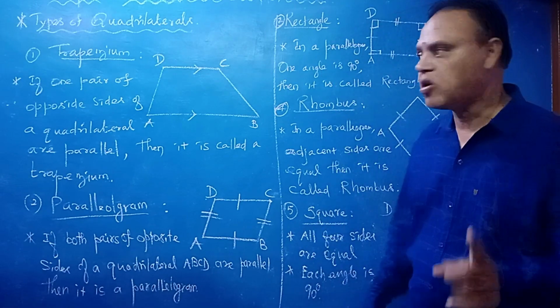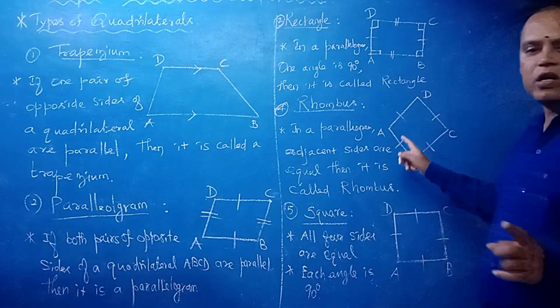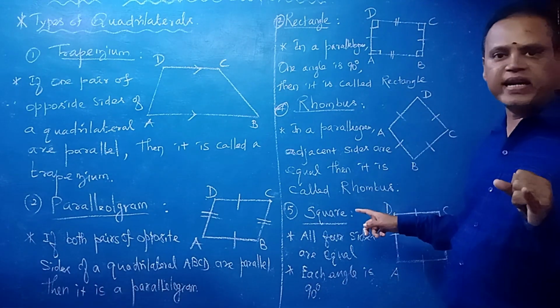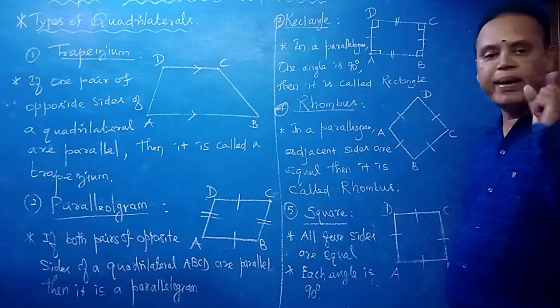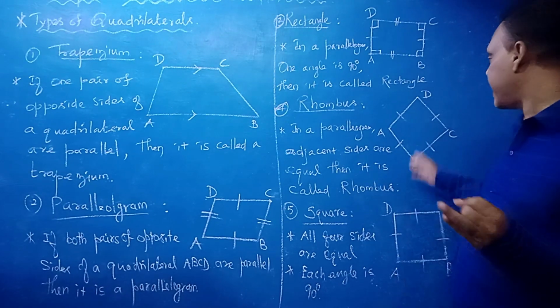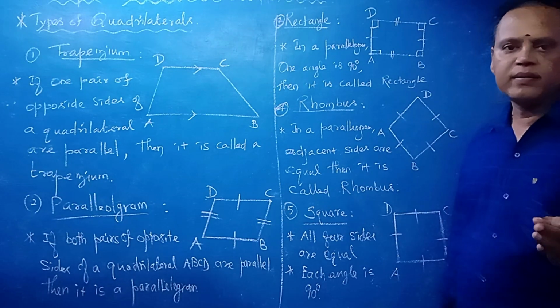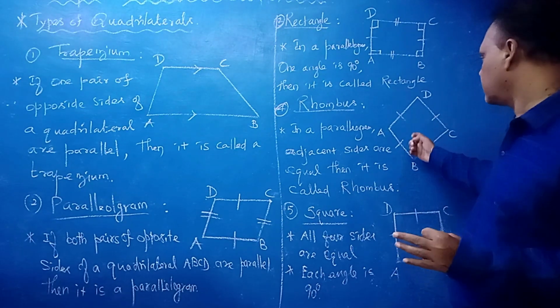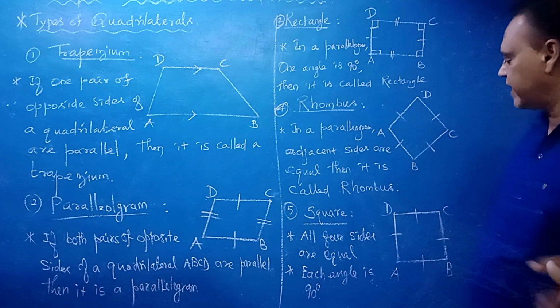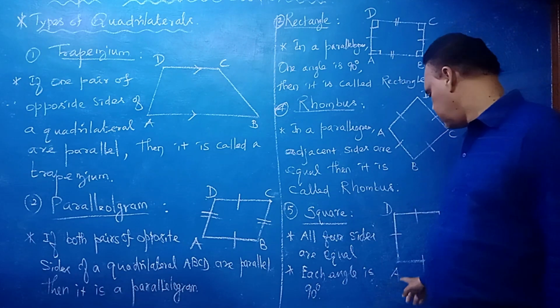So based on sides, all sides are equal. Based on angles, opposite angles are equal. Based on diagonals, diagonals bisect each other at 90 degrees. Understand? That is very important. Next, we come to the square.